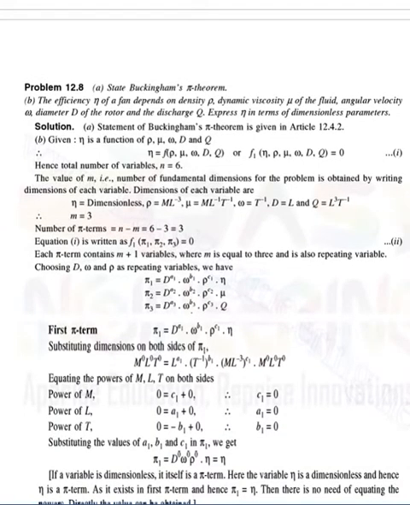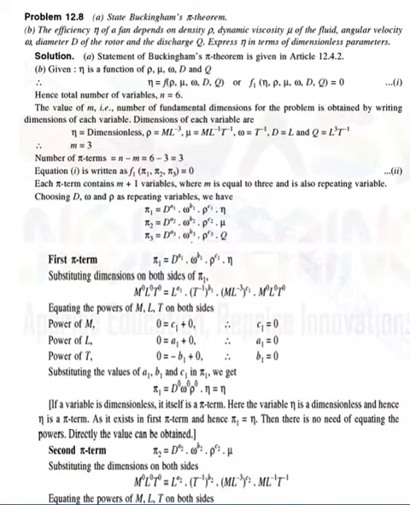Next problem: state Buckingham's pi theorem. The efficiency of a fan depends on the density and dynamic viscosity of the fluid, angular velocity, diameter of the rotor, and the discharge. Express the efficiency in terms of dimensionless parameters.